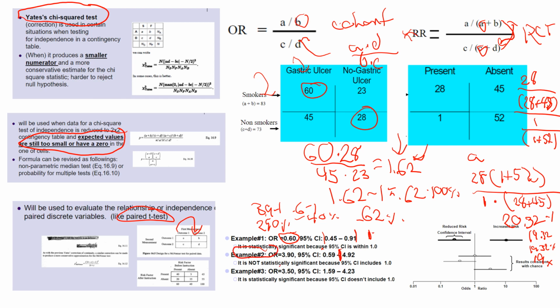This one, 3.5. 3.5 minus 1 becomes 250%. That's about 2.5 times higher. And this also doesn't cross 1, right? 1's all the way over here, outside of this interval. So this is statistically significant. So we can draw a conclusion for 1 and 3, but we can't for number 2.